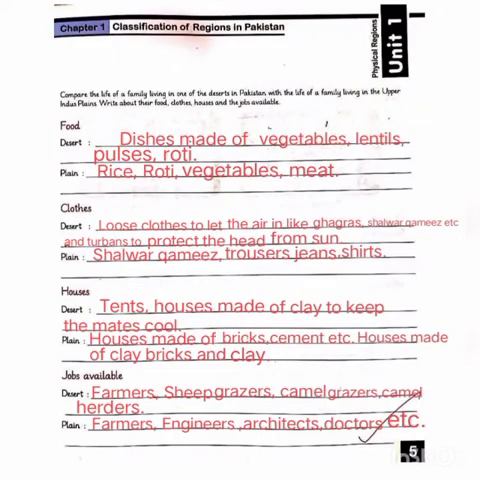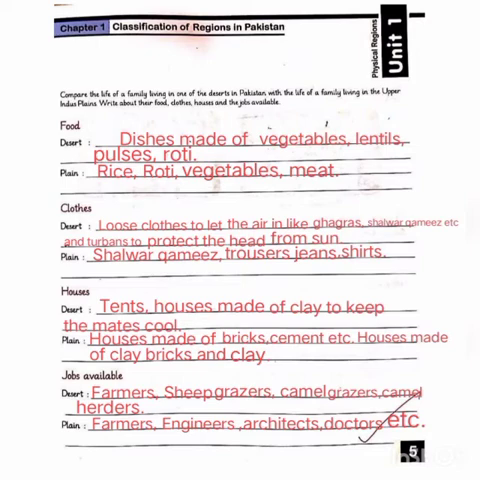Now let's write what the main difference is between desert and plain region. Food. Dishes made of vegetables, lentils, pulses and roti are mostly eaten in the desert region, but in the plain region rice, roti, vegetables and meat are eaten. Desert clothing. Loose clothes to let the air in, like ghagras, shalwar kameez and turbans to protect the head from the sun because of their temperature and climatic conditions.